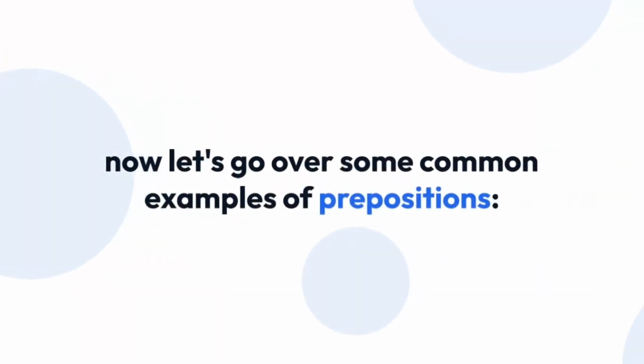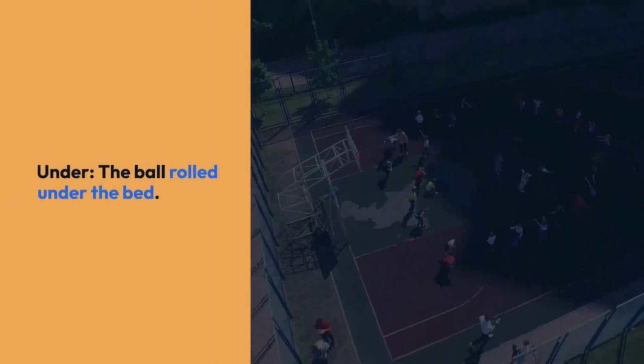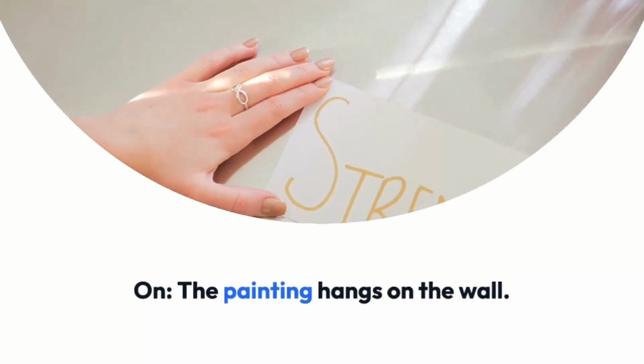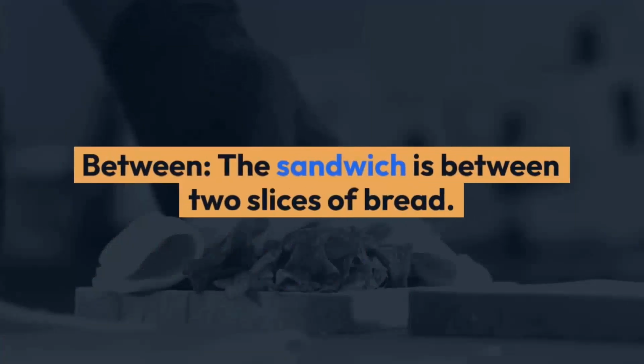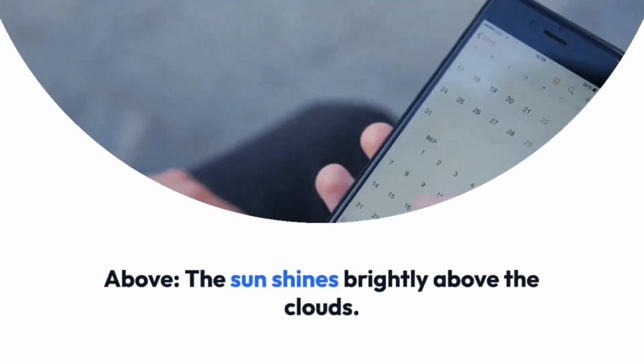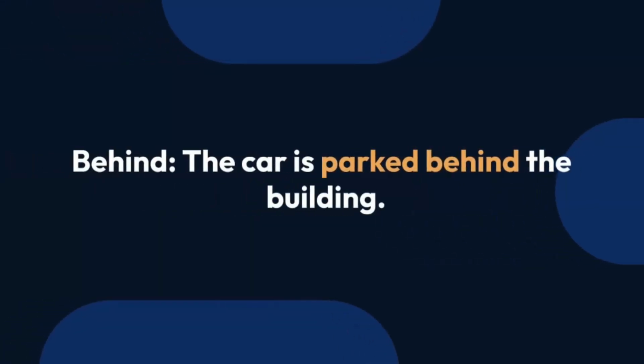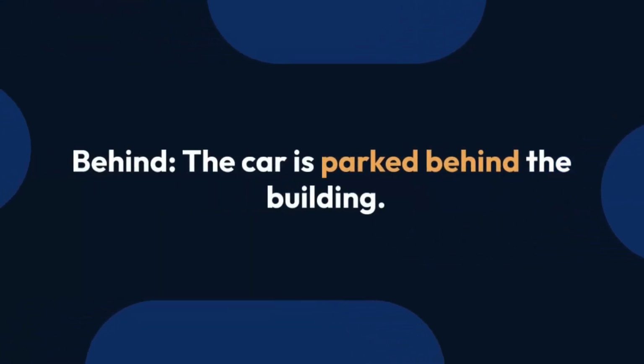Now let's go over some common example prepositions. In: the cat is in the box. Under: the ball rolled under the bed. On: the painting hangs on the wall. Between: the sandwich is between two slices of bread. Above: the sun shines brightly above the clouds. Behind: the car is parked behind the building.